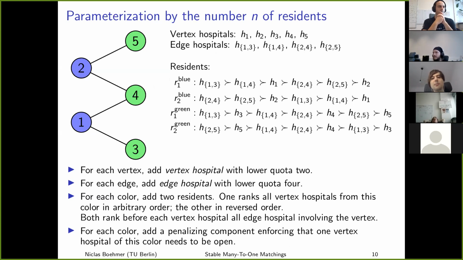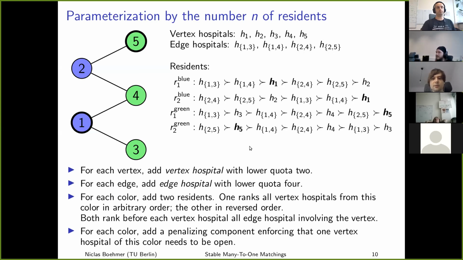And thereby, we directly have a selection of vertices encoded in which vertex hospitals are open. So we know for each color, one vertex hospital needs to be open. So we directly have our selection of one vertex from each color in our open vertex hospitals. Now let's look at an example. Our selection of the vertices 1 and 5 would correspond to opening hospitals H1 and H5, so assigning the two blue residents to H1 and the two green residents to H5.